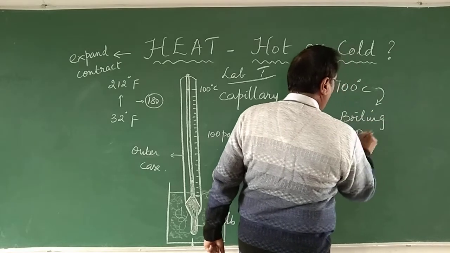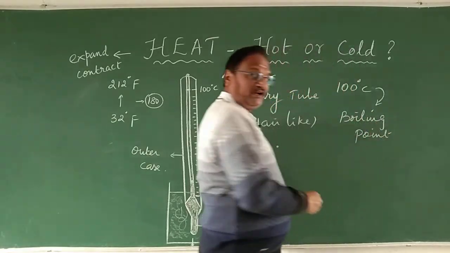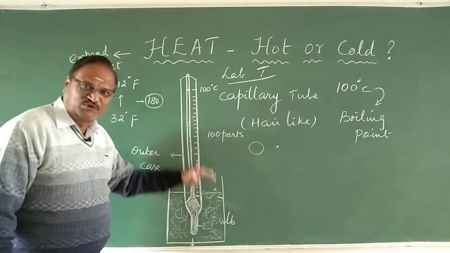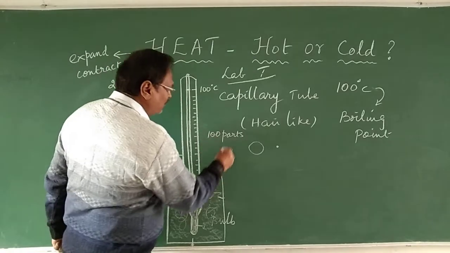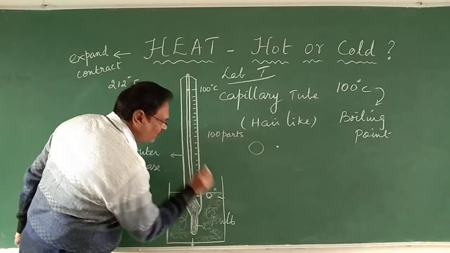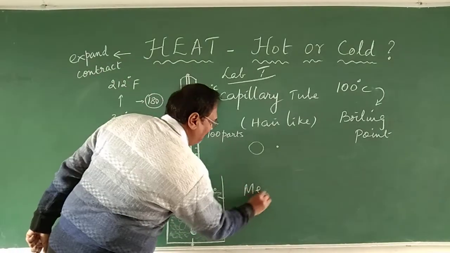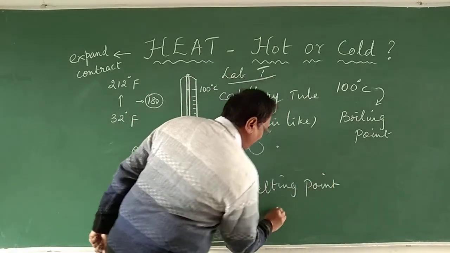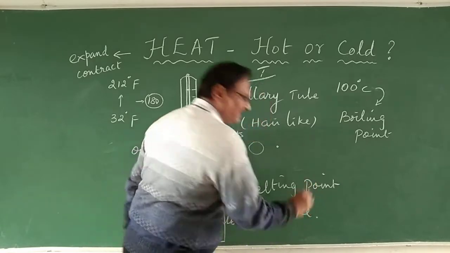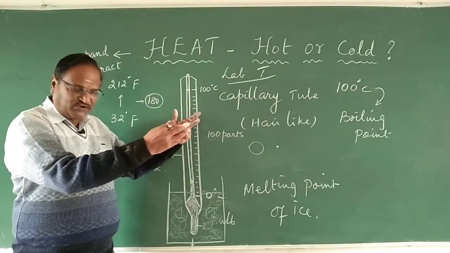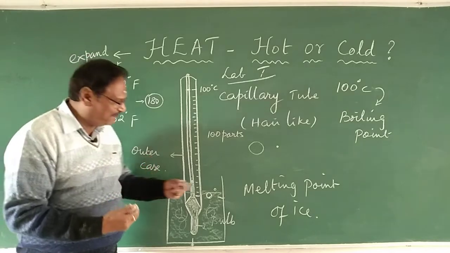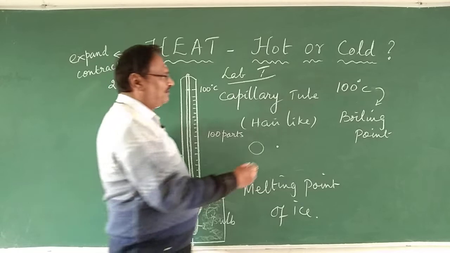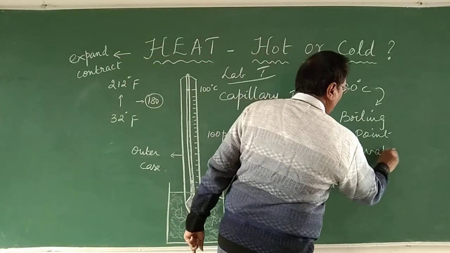That 100 degrees Celsius is the boiling point of water, where it will start boiling and change its state to steam, liquid to gas. And what is 0 degrees Celsius? It is the melting point of ice. Ice will melt from 0 degrees. When you take it out of the refrigerator, the ice will start melting because of the outside temperature, right? And this is the boiling point of water.